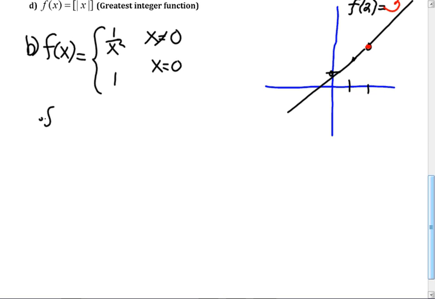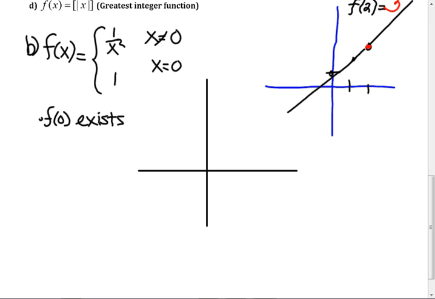So the first condition exists. Then I check to see the limit. Let's look at the picture because it's clearer when I see the picture. Now you should know what this looks like. I don't like to be crooked. 1 over x squared looks like 1 over x, but since it's x squared, the negatives become positive, so it looks like this. And at 0, the y value is 1.